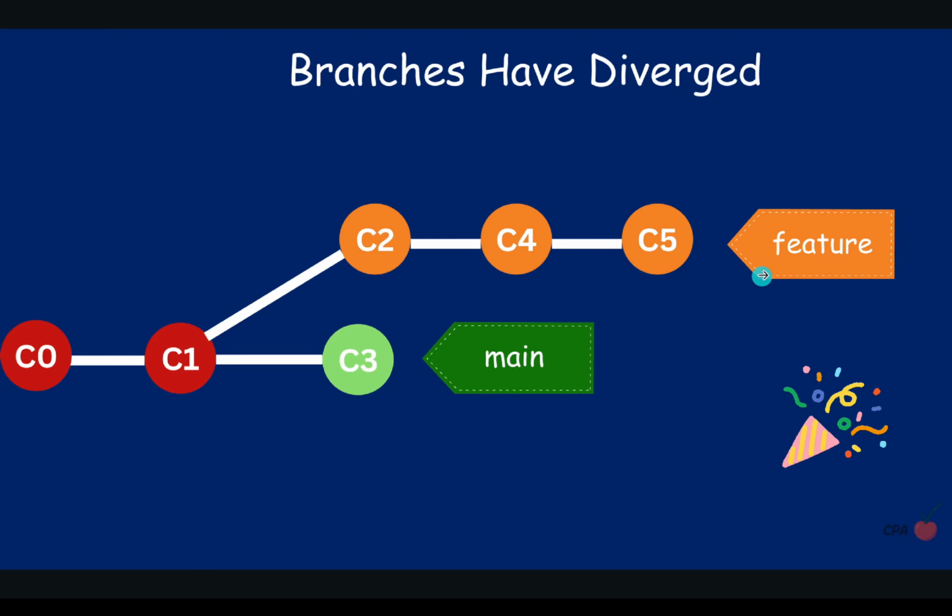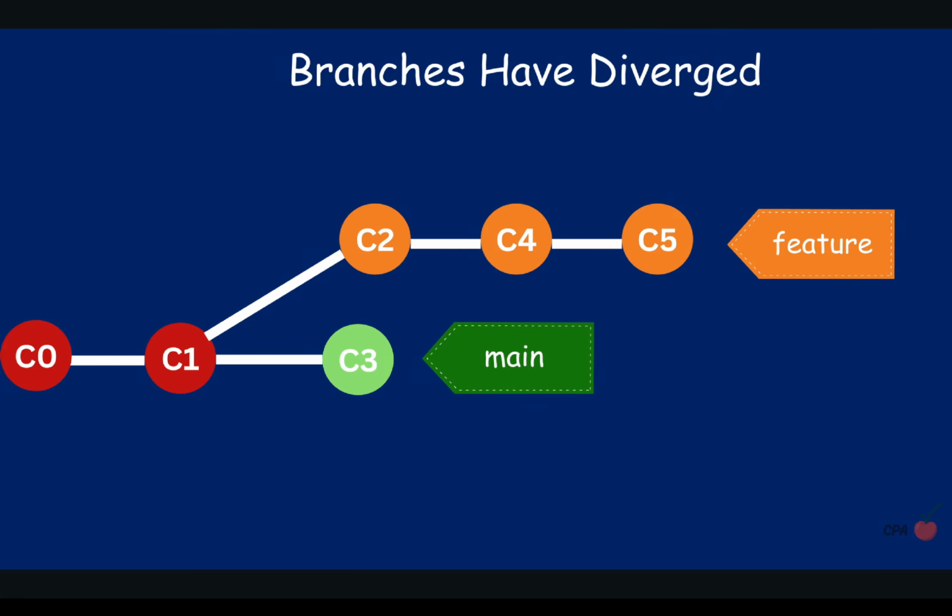So we have finished our work on the feature branch and we want to merge our changes into the main branch. But while we were working on the feature branch, a new commit was pushed to the main branch. And as we can see in this commit history, the two branches have diverged.